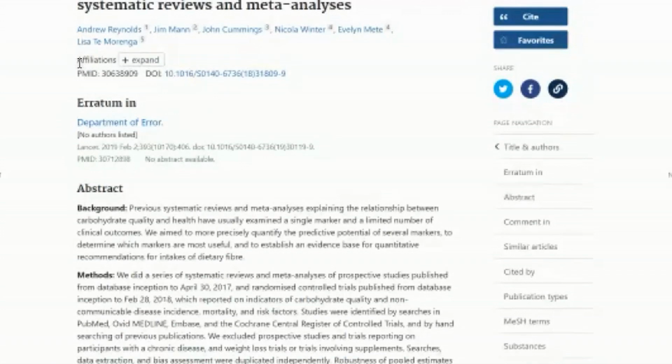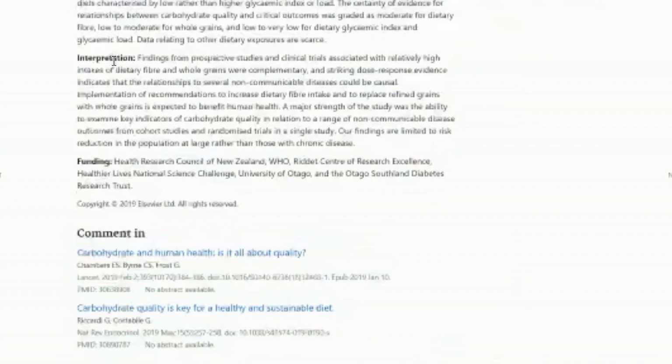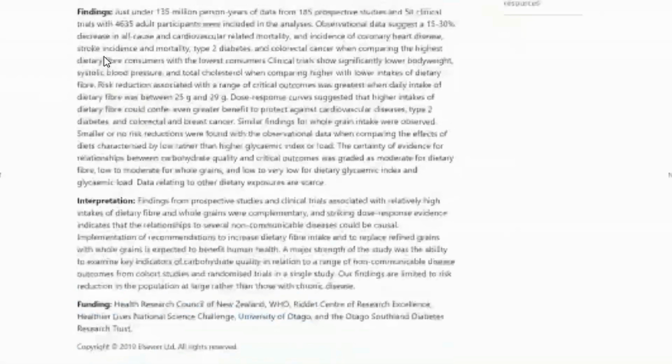So the next thing is, what I like to do at the start is often look at the conflicts of interest. If we scroll down, just World Health Organization, Health Research Council, things like that. So it's usually the same sort of figures you'll see in that, depending on what sort of study it is, especially a larger, broad study like this. So next, let's look at the methodology.